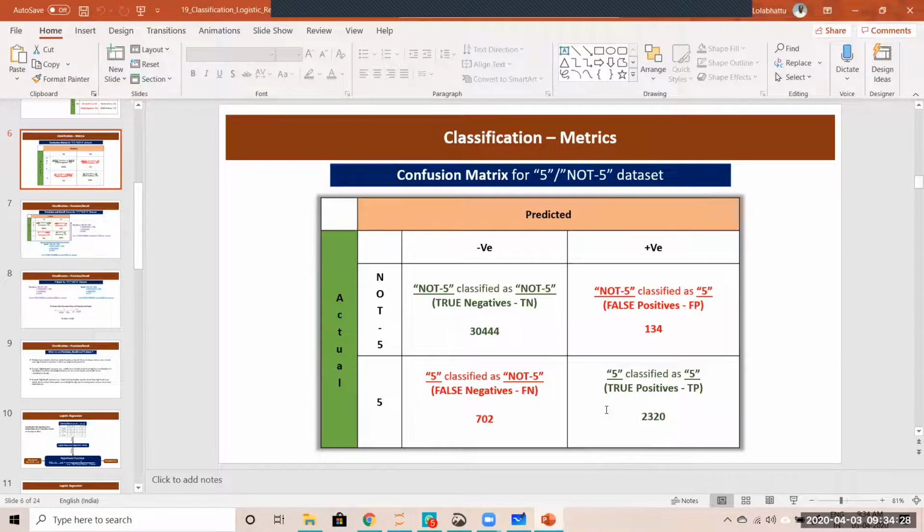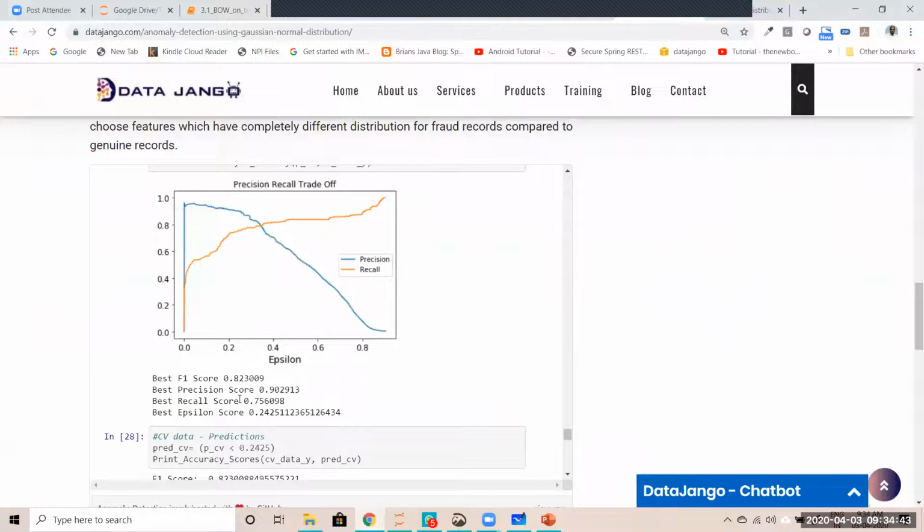When you are trying to increase recall, precision reduces. When you try to increase recall, precision reduces. In layman's terminology, when you are trying to predict more of the fraudulent records existing in the train set as fraudulent, some of the non-fraudulent records will also come into the fraudulent predictions.